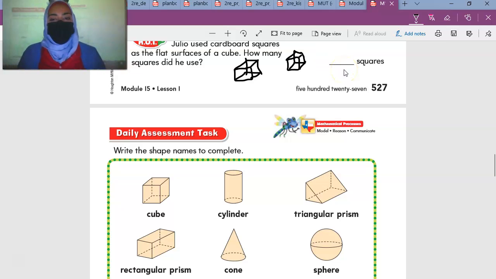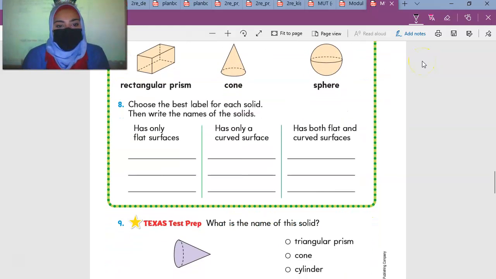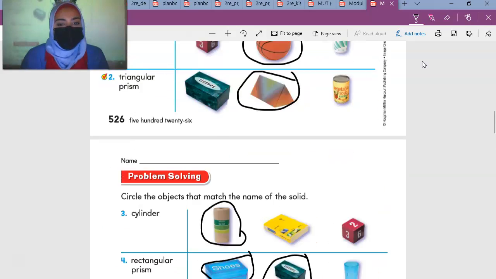How many sides does a cube have? 1, 2, 3, 4, 5, 6. So how many squares did he use? 6. Okay? All right. We're going to do the next one together too.